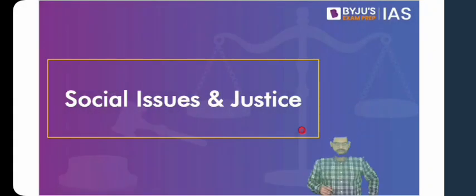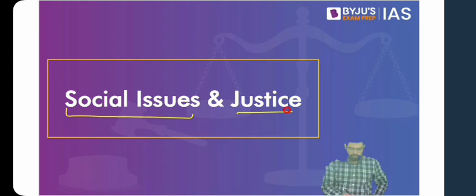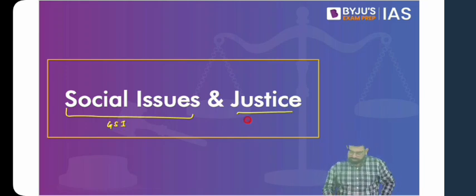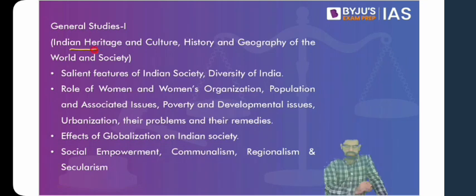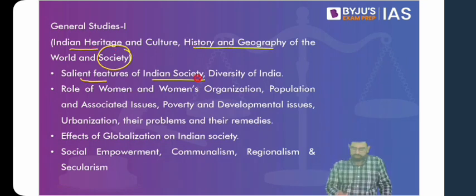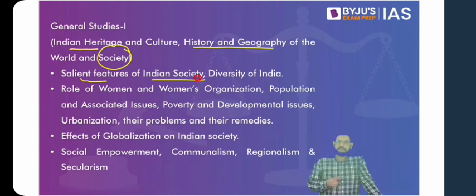So today we are going to start a discussion with social issues and justice. If you know, social issues is part of your GS paper 1, and social justice is part of your GS paper 2. If you look at the syllabus for your GS paper 1, apart from Indian heritage and culture, history and geography, you find this word society mentioned here. In society, you have salient features of Indian society, wherein we'll discuss salient features like caste system, family, marriage, etc.